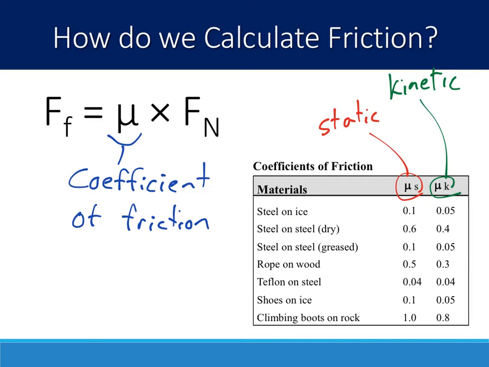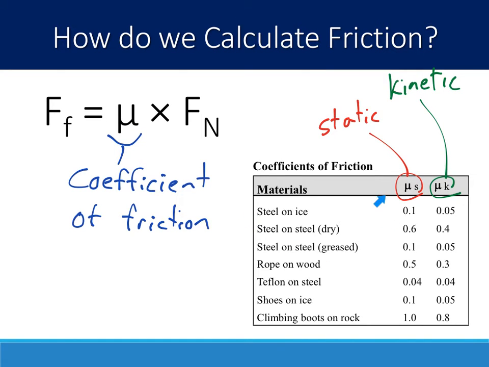All right, so here's the equation that I just wrote on the last slide. Force of friction is equal to this mu symbol, which stands for the coefficient of friction, times the normal force. The coefficient of friction depends on the surface that you're using, and that is causing the friction between the two objects. So it tells you kind of how sticky the surface is, in real layman's terms.